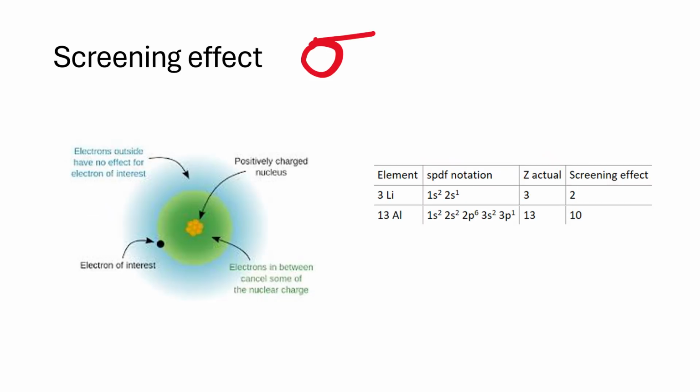Screening effect is the reduction in nuclear charge due to the core electrons that screen outer electrons from the full effect of the nucleus. It is represented by the Greek letter sigma. The higher the number of core electrons, the higher the screening effect, and the weaker the attraction of an electron to the nucleus.